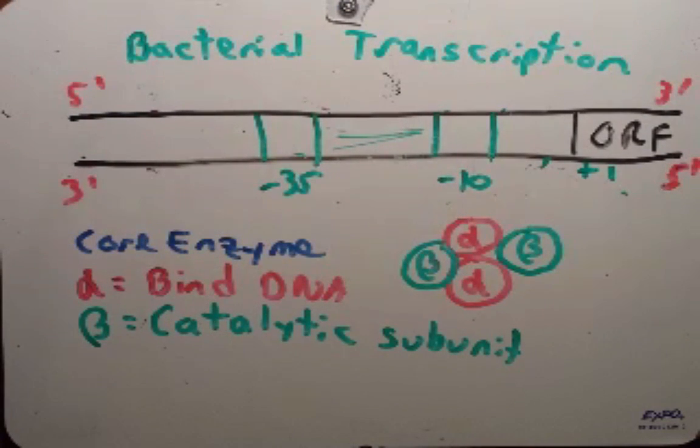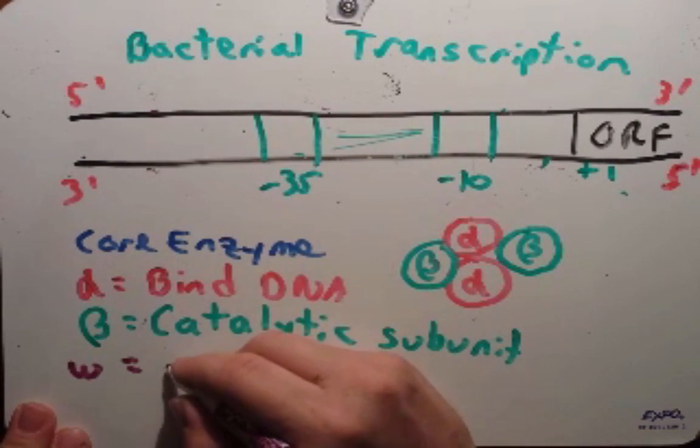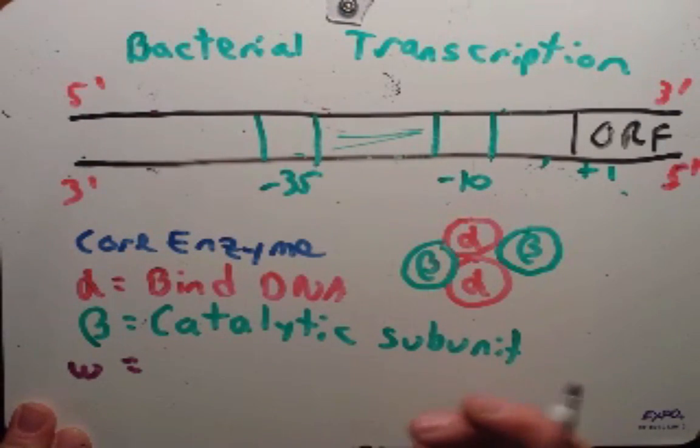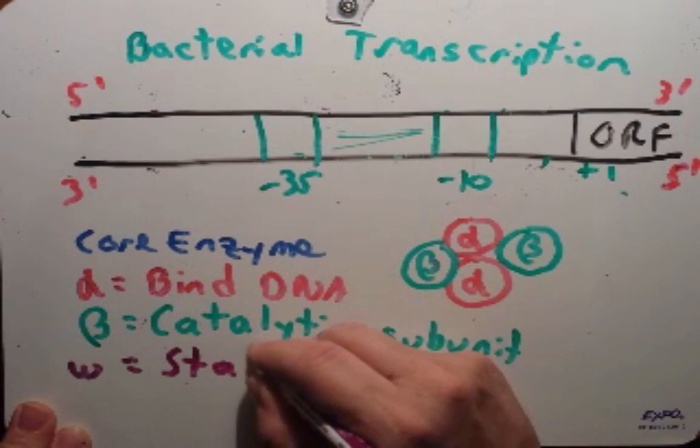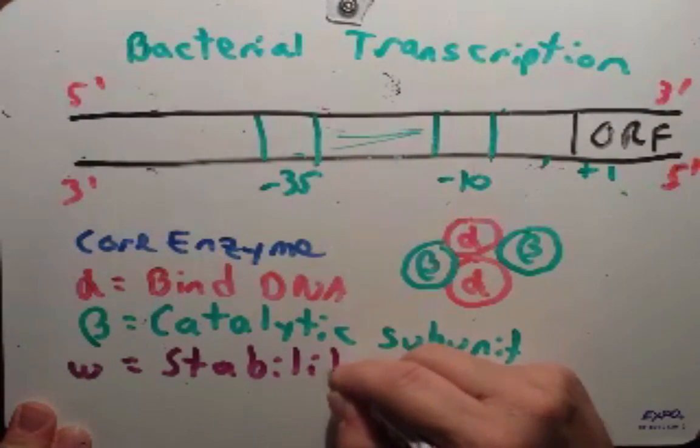The next part of this core enzyme is called the omega subunit. And this is one of those things, even though we've been studying this a very long time, or the people who study this have been studying it a long time, there's some debate about exactly what this subunit's doing. I have pretty strong evidence that it provides stability to the structure.